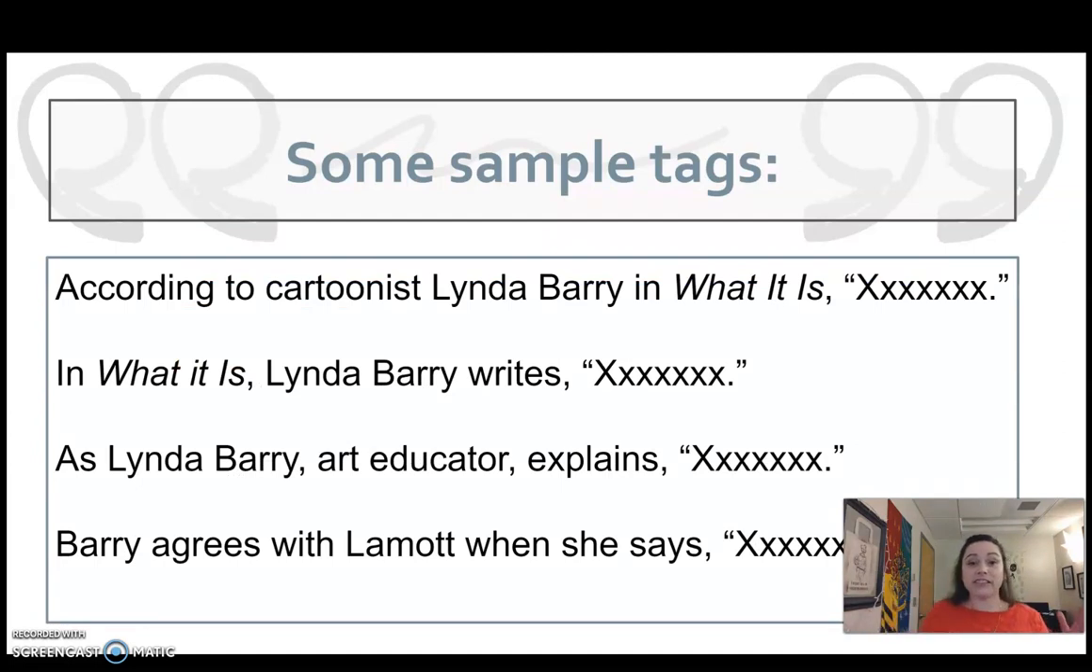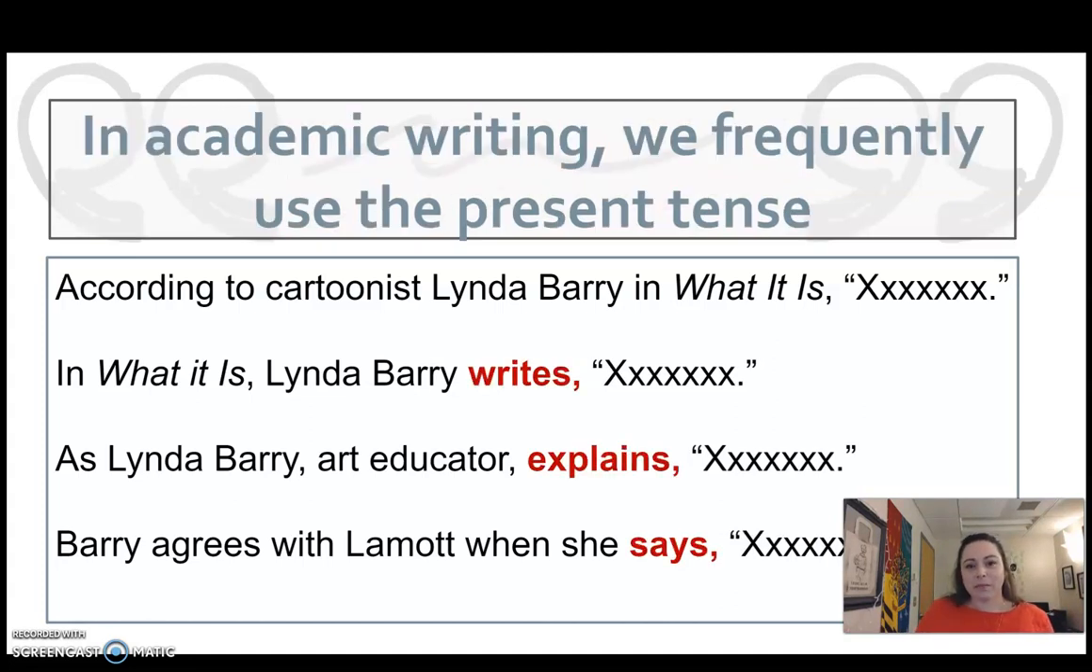Here's a whole bunch of example tags. You'll notice that there's a lot of variety here. In academic writing, we frequently use the present tense. So instead of saying wrote, explained, or said, we will put it into present tense and say, Linda Berry writes, explains, and says.